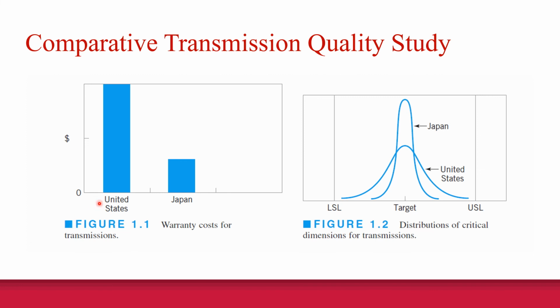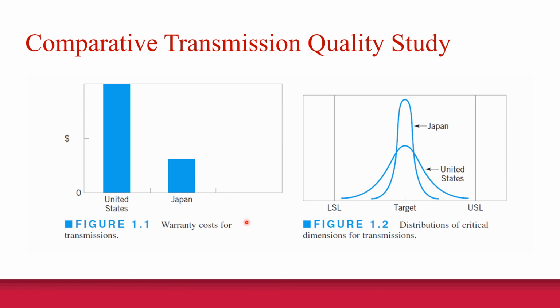What they found was that the companies in the United States were spending many times more money on warranty issues for their transmissions compared to the Japanese. What was causing this? Why were the United States companies like Ford and Chevrolet, General Motors, spending all this money on warranty costs? Why were their transmissions failing at a significantly higher rate than the Japanese were?